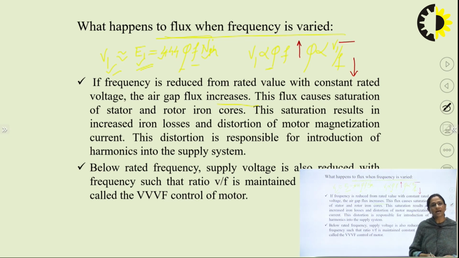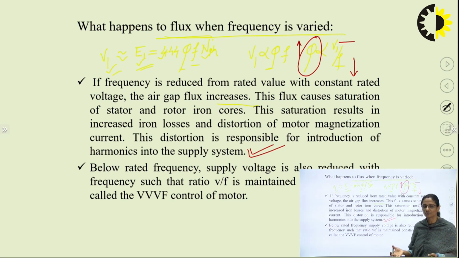Now this flux actually causes saturation of the stator and rotor iron cores. This saturation is going to result in increased iron losses and distortion of the motor magnetization current. This distortion would be responsible for the introduction of harmonics in the supply frequency. So an increment in the flux beyond this design rated value is not permitted during the speed control of the motor.